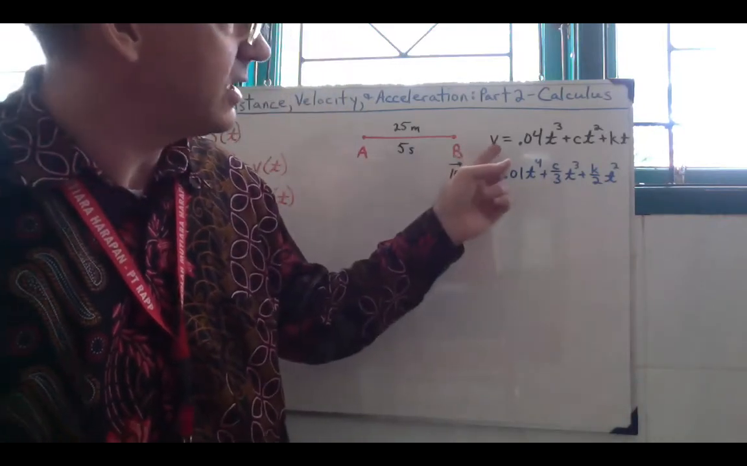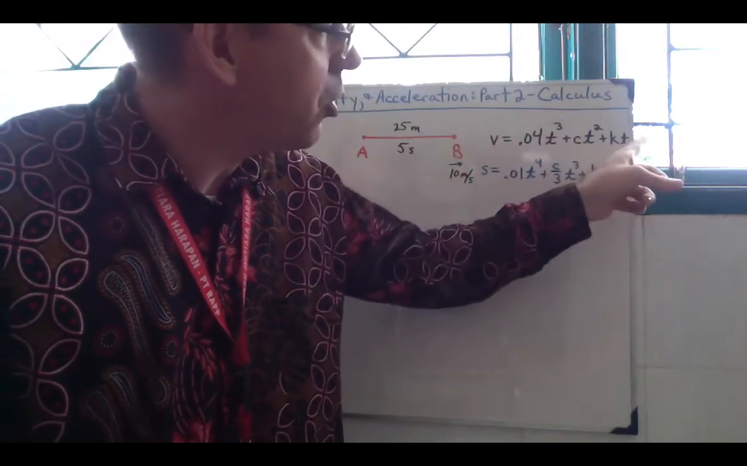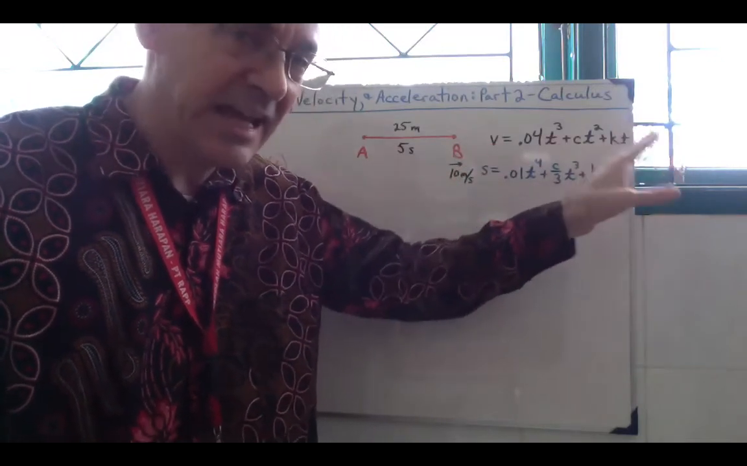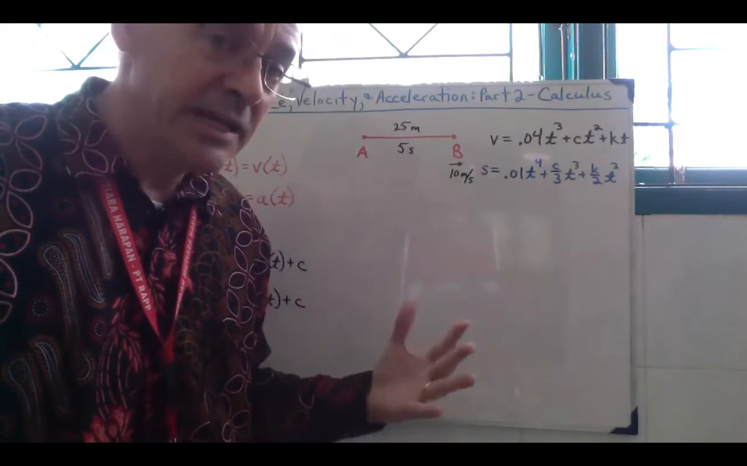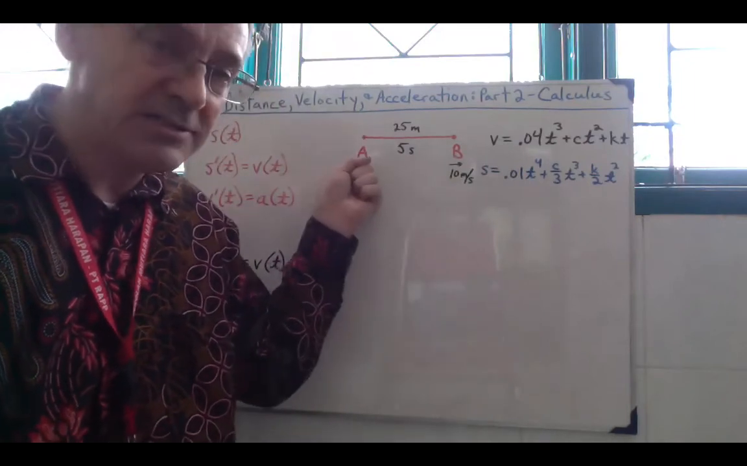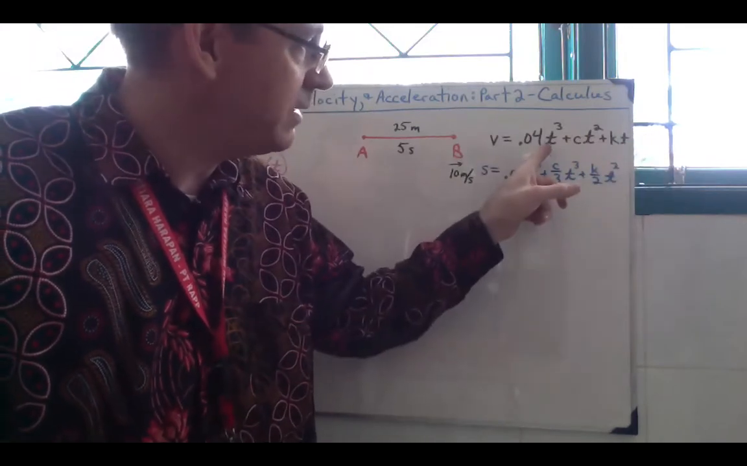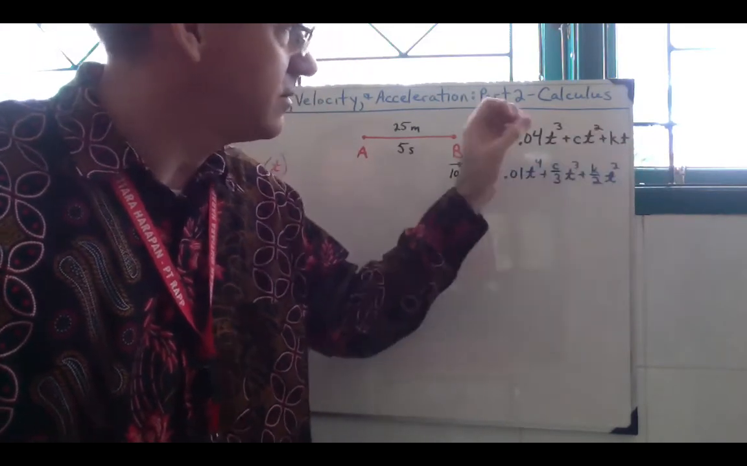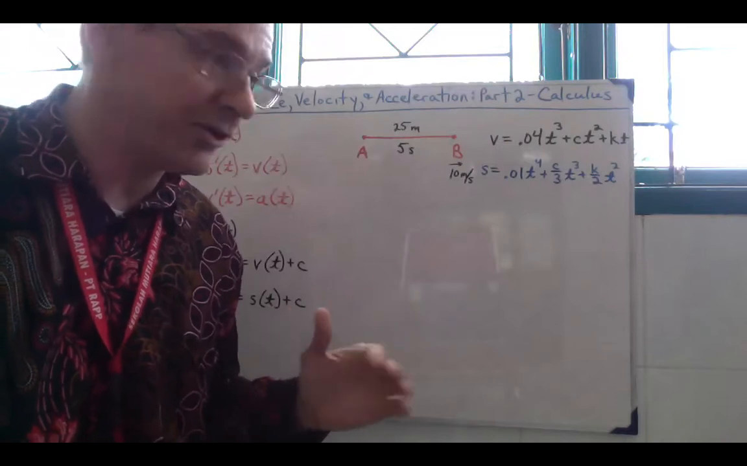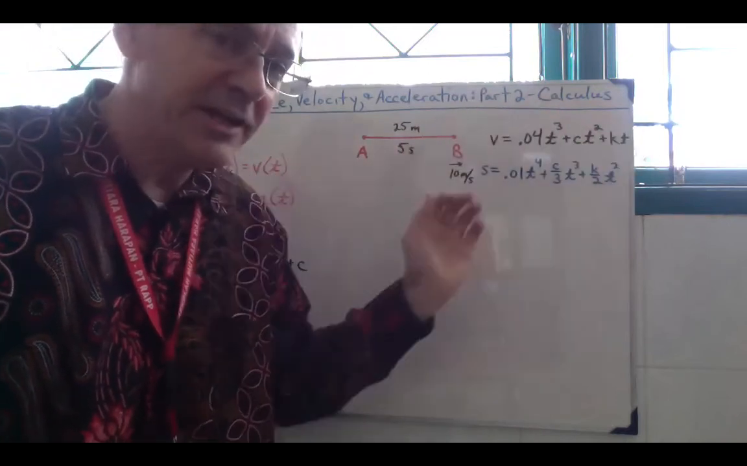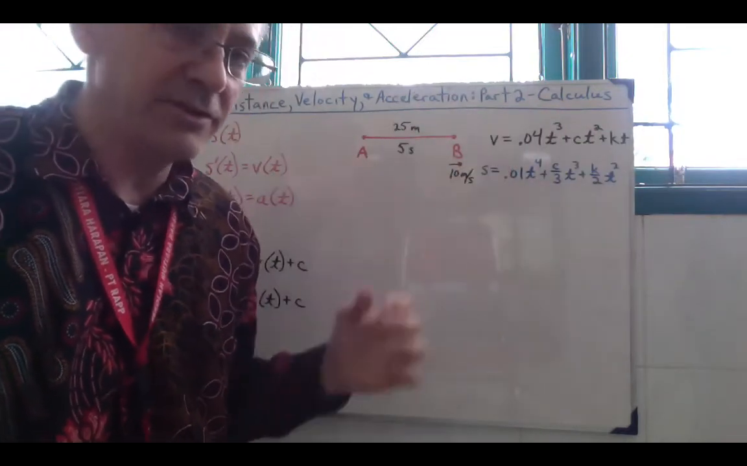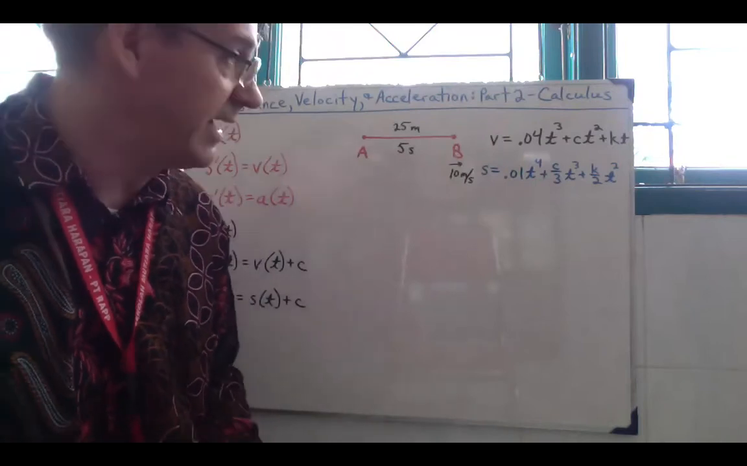If you also look at the velocity, there's no constant at the end of the velocity, meaning your original velocity was 0. If you put time 0 in here, it means your initial velocity was 0. So you can also tell your initial velocity from this, even though it doesn't directly state it.